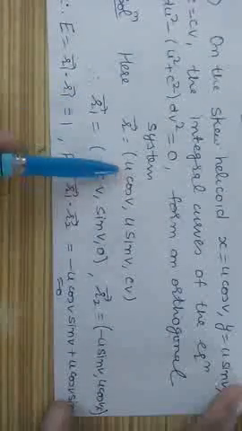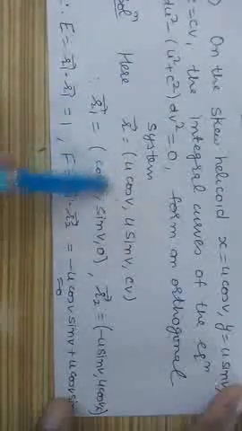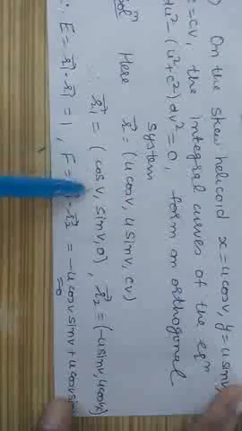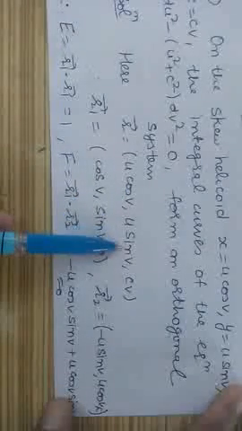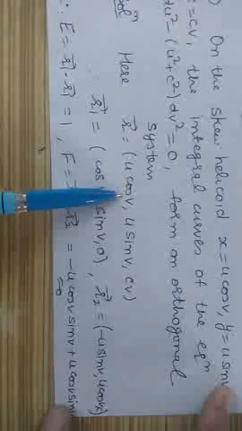So firstly let us find the partial derivative with respect to the parameter u. So the derivative of u cos v is cos v, derivative of u sin v with respect to u is sin v, and derivative of cv is 0. Now differentiating this with respect to v partially.